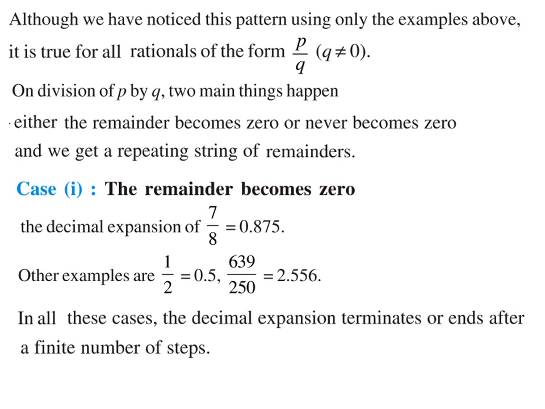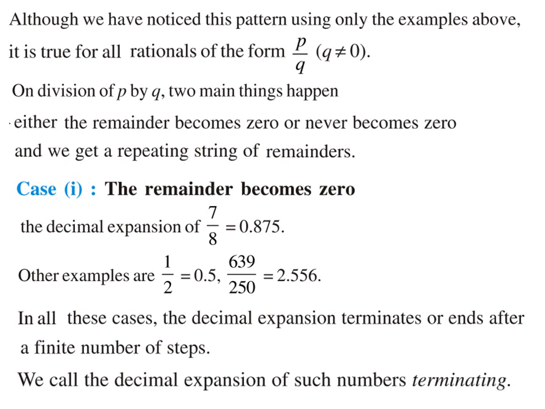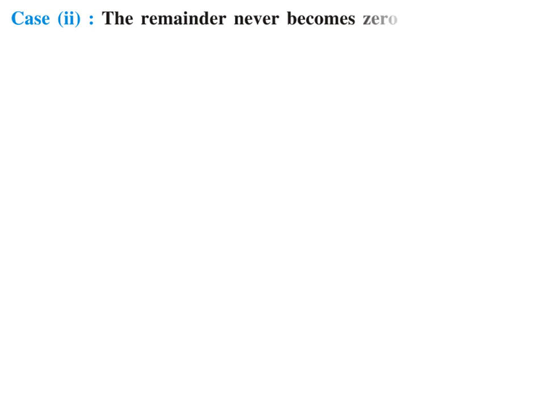You have seen the decimal expansion terminates. This type of decimal expansion is called a terminating decimal expansion. This is your first case. Now the next case. Case number 2, the remainder never becomes 0. So what will happen in this case?